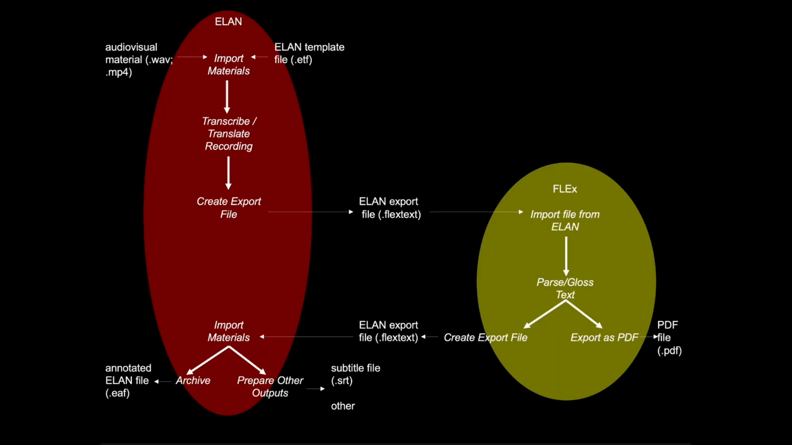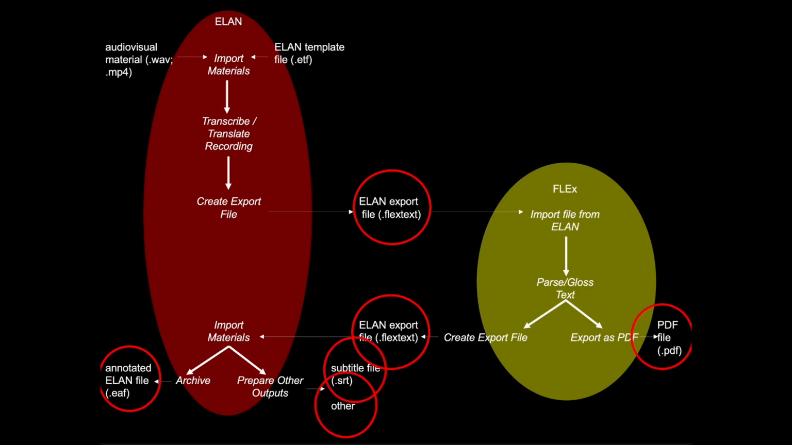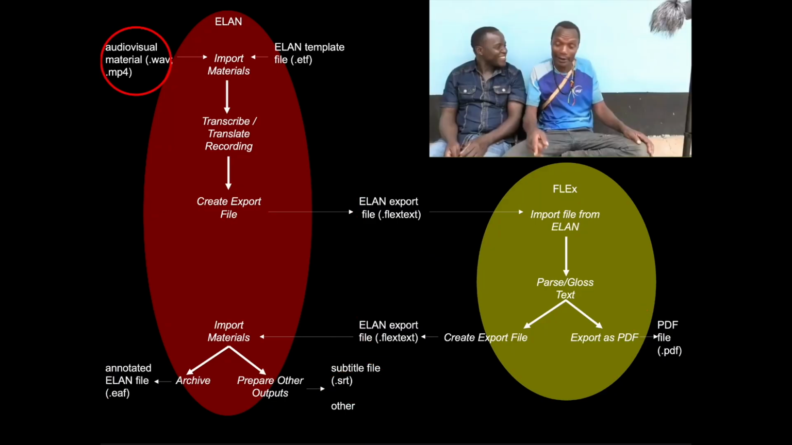So if you look at my transcription and translation practice, it can be represented in the flowchart on screen. Essentially, this represents a series of steps here in red boxes, each of which takes place within one of two pieces of software, Elan or Flex, indicated here in colored circles, with each step requiring its own inputs, here represented within the red circles, and leading to a series of outputs, circled in red here.